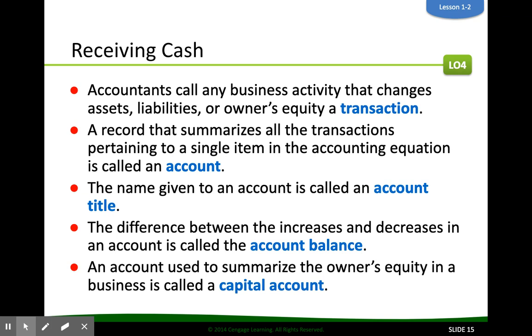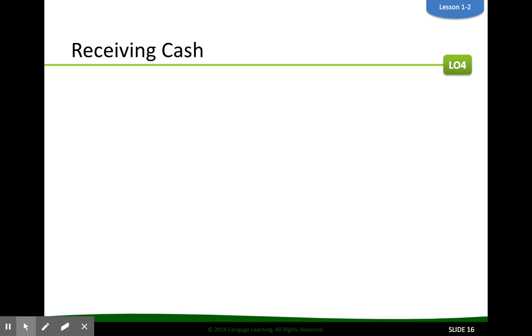Finally, when we're talking about owner's equity, we call this the capital account. So it'd be whoever the owner's name is. So in our example, Michael Delgado is the owner of our company. And it is the capital account. So Michael Delgado Capital is the name of that account to show the value of the company.